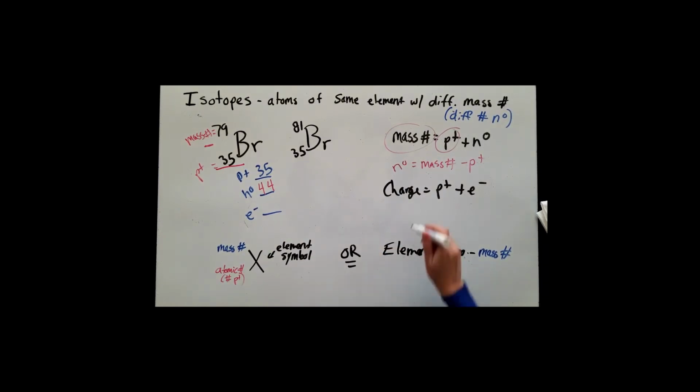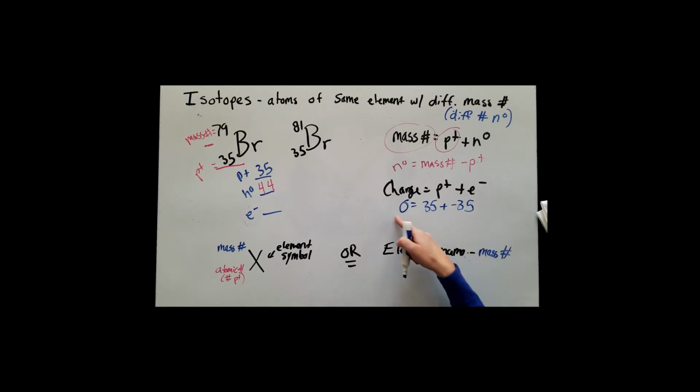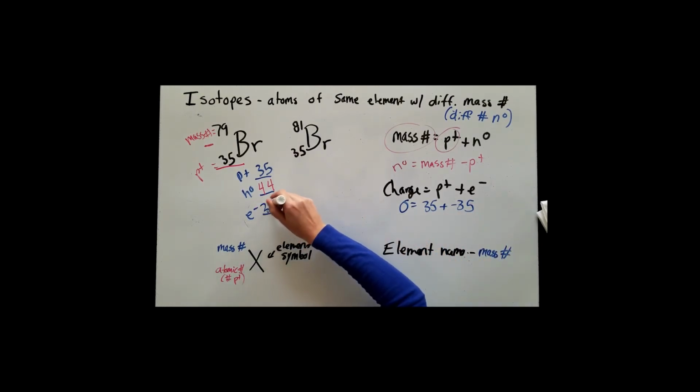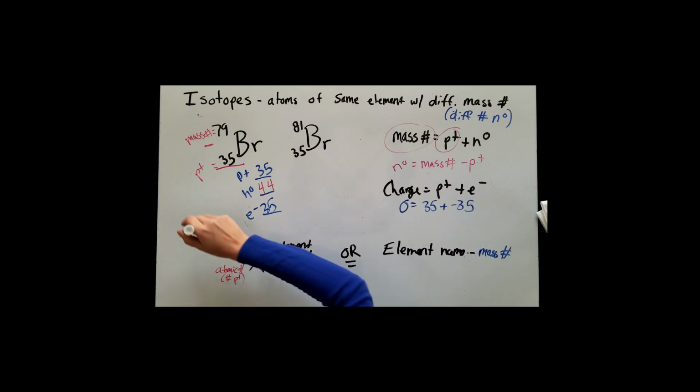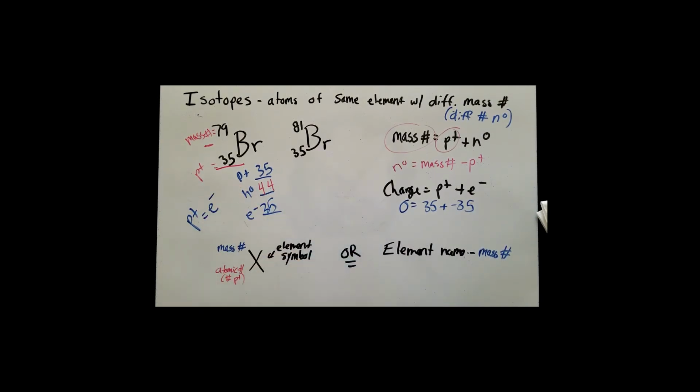charge of 0. So if the charge is 0 and the number of protons is 35, how many electrons do you think we have? We're also going to have 35. Since electrons are negatively charged, 35 plus a negative 35 equals 0. So, in neutral atoms, protons are going to equal the electrons.